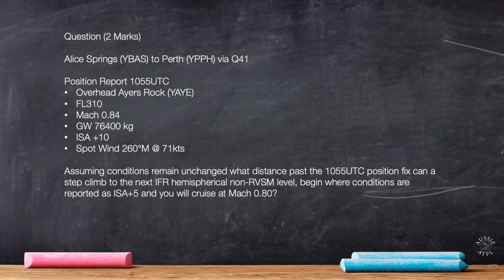So assuming the conditions remain unchanged, what distance past that position fix can a step climb to the next available level begin, where conditions are reported to be ISA +5 and you will cruise at a max schedule of 0.8.